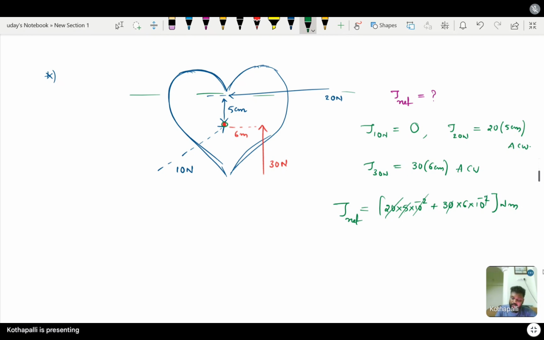10 power minus 1, 18. This is 1 plus 1.8, isn't it? So what is the total? 2.8 newton meters.